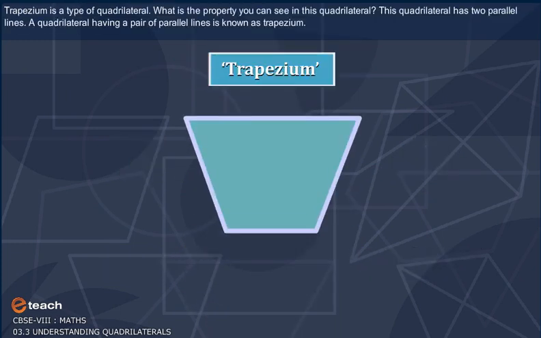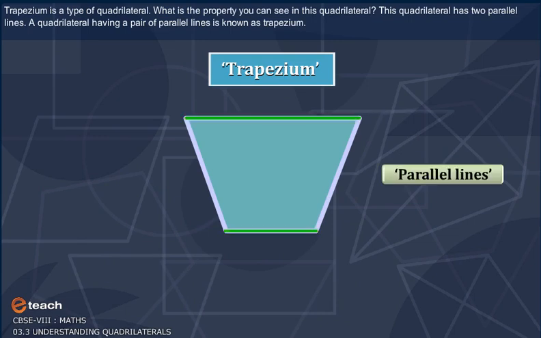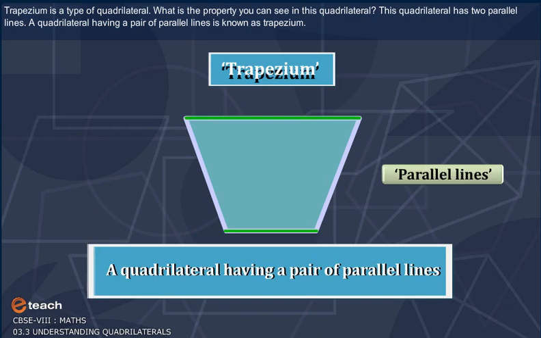Trapezium. Trapezium is a type of quadrilateral. What is the property you can see in this quadrilateral? This quadrilateral has two parallel lines. A quadrilateral having a pair of parallel lines is known as a trapezium.